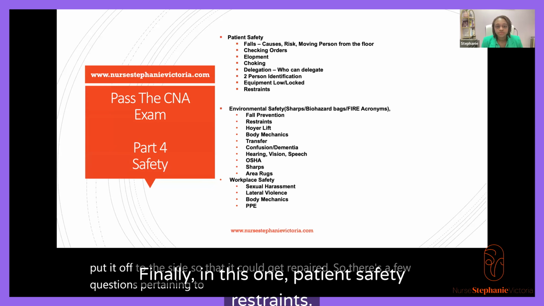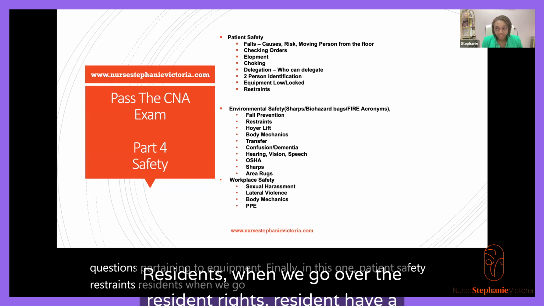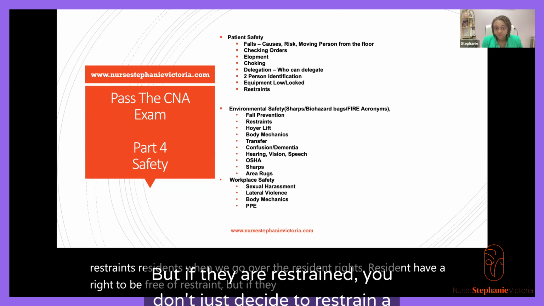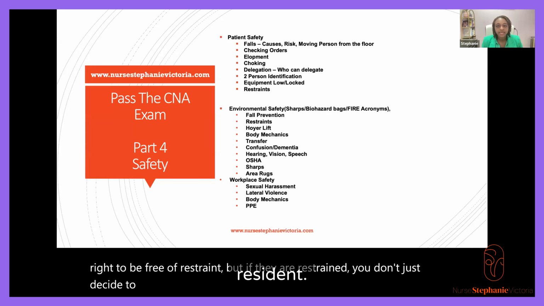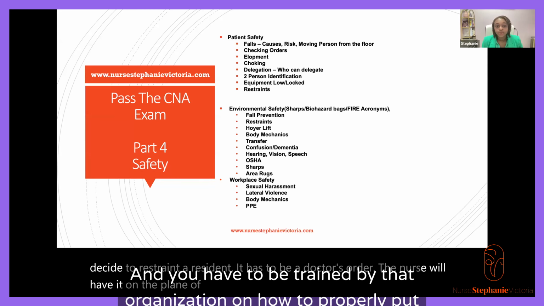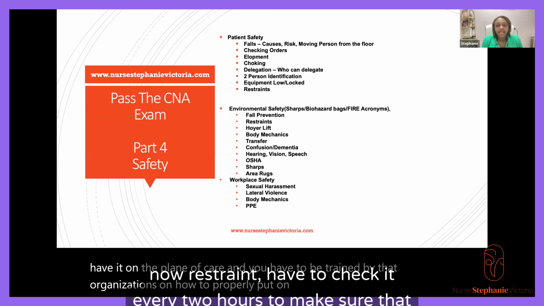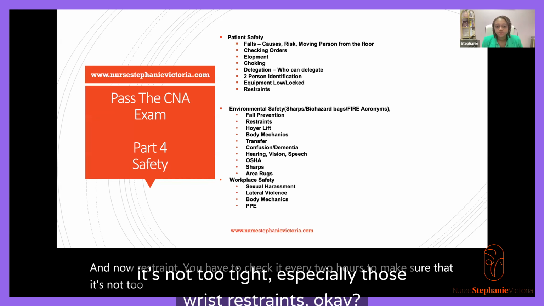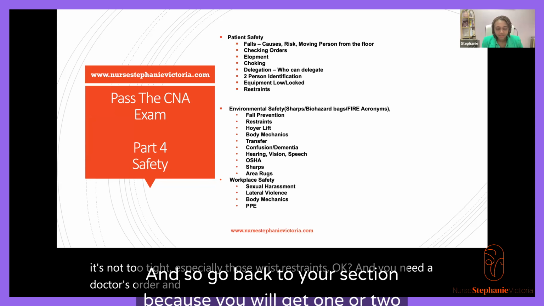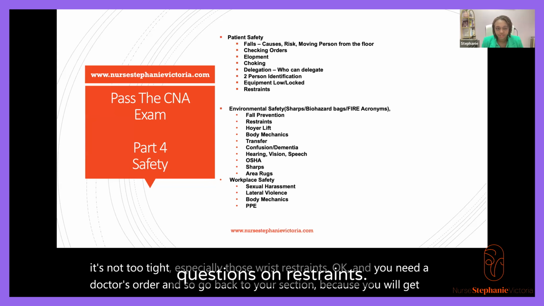Finally, in this one, patient safety restraints. When we go over the resident rights, residents have a right to be free of restraint. But if they are restrained, you don't just decide to restrain a resident. It has to be a doctor's order. The nurse will have it on the plan of care, and you have to be trained by that organization on how to properly put on restraint. And now restraint, you have to check it every 2 hours to make sure that it's not too tight, especially those wrist restraints, okay? And you need a doctor's order. And so go back to your section because you will get 1 or 2 questions on restraints.